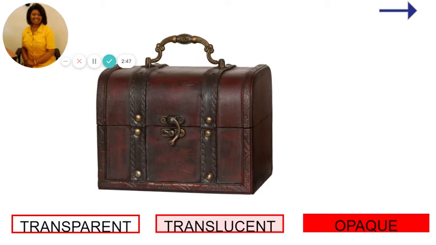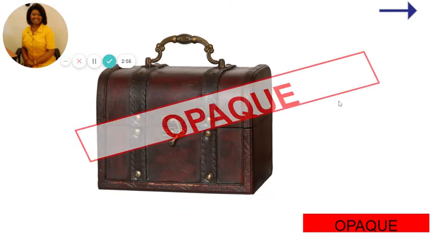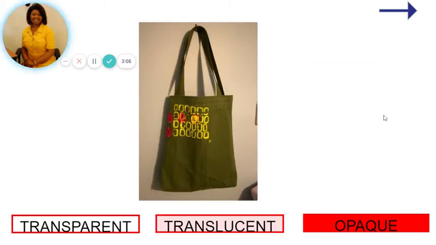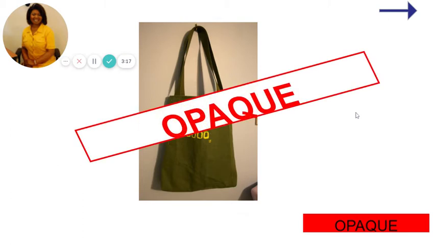Let's look at this object. Is it transparent, translucent, or opaque? It's not transparent. It's not translucent. It is opaque. That means that we cannot see through it. This object here, this bag, is it transparent, translucent, or opaque? It's not transparent. It's not translucent. It is opaque.